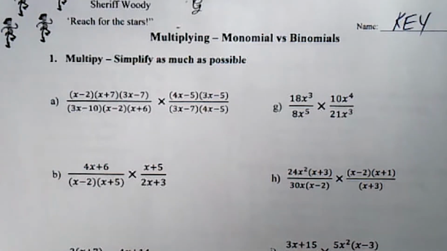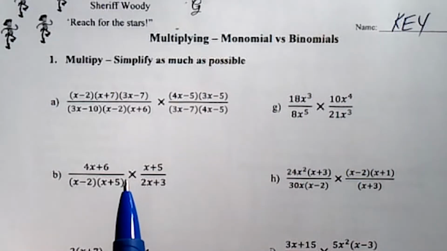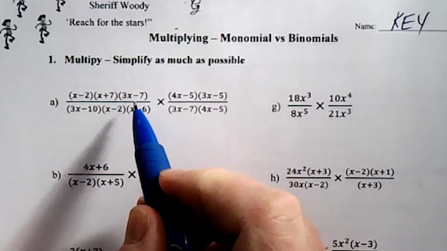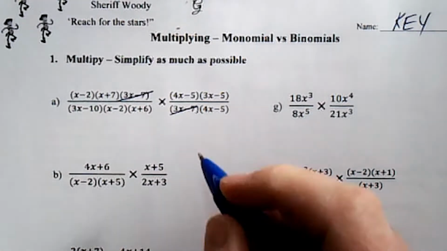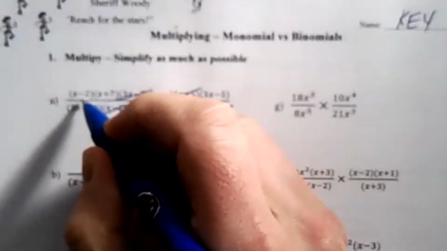Okay, so let's start with this one. We've got binomials, and we can see they're all binomials inside the brackets. So we have to find perfect matches. 3x minus 7, 1 on top, 1 on bottom. 4x minus 5, x minus 2.